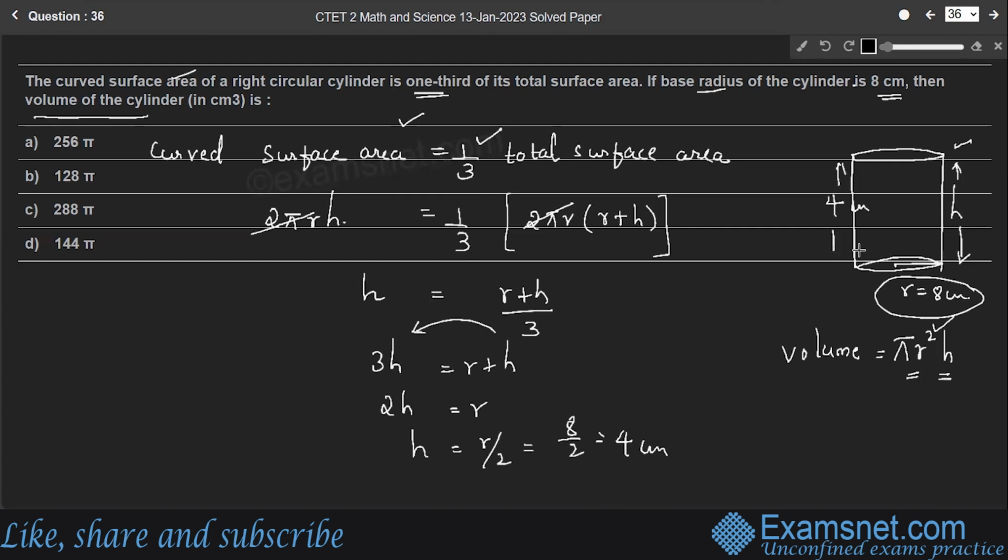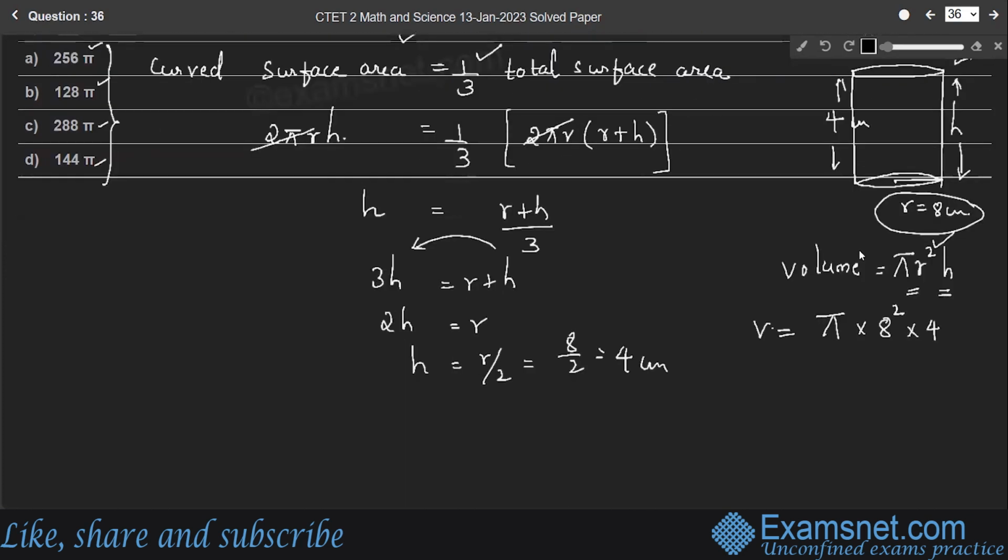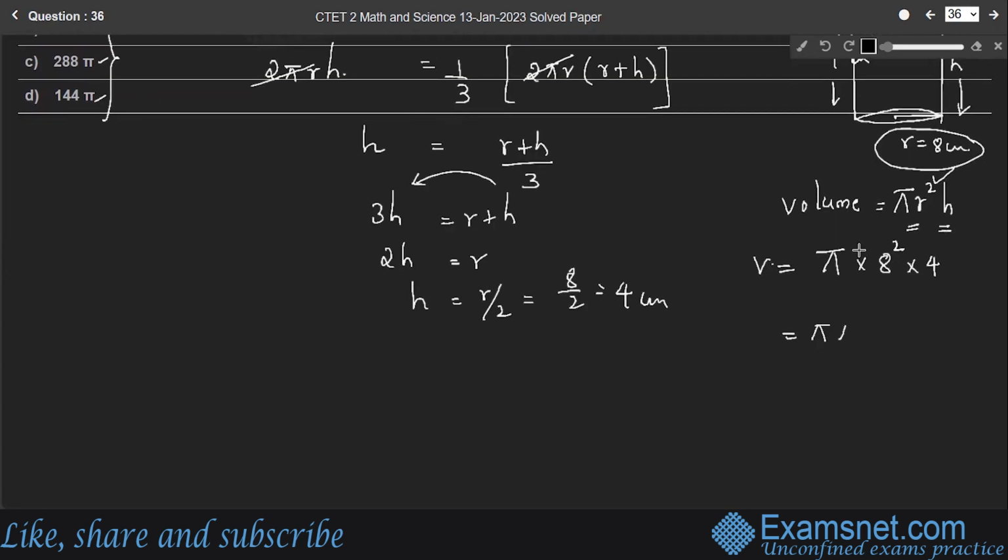Height of the cylinder. So, here the question is to find volume of the cylinder, so volume V is equal to pi r square h. We'll leave pi as it is, right? Because in the options, we have the numbers multiplied by pi, in each case. Therefore, no need to substitute the value of pi. Here, r is how much? 8 cm. So, it is 8 square into height is 4 cm, right? Therefore, pi into 8 square is 64 into 4.